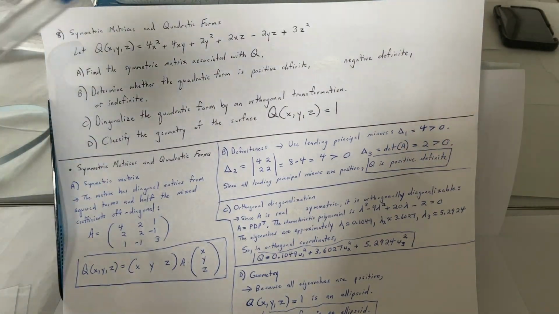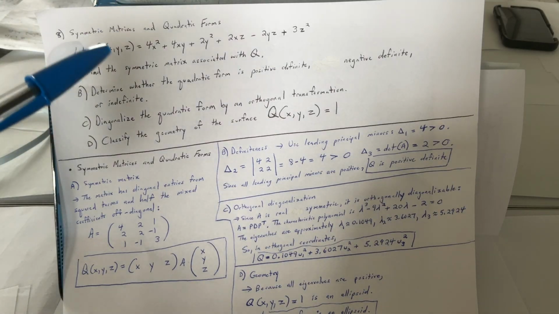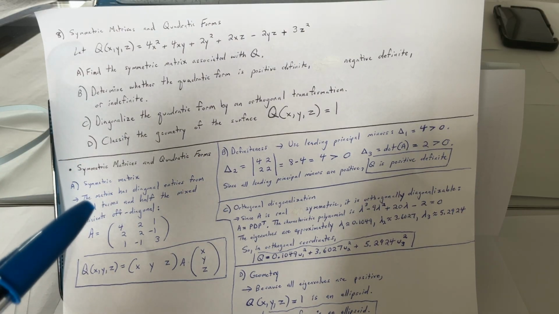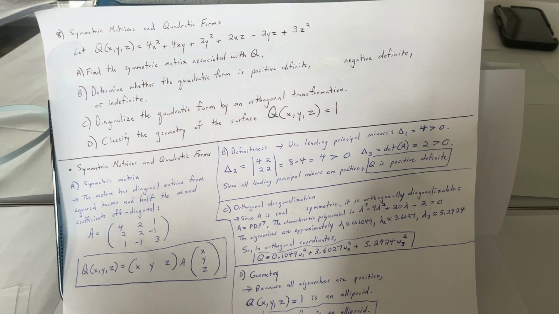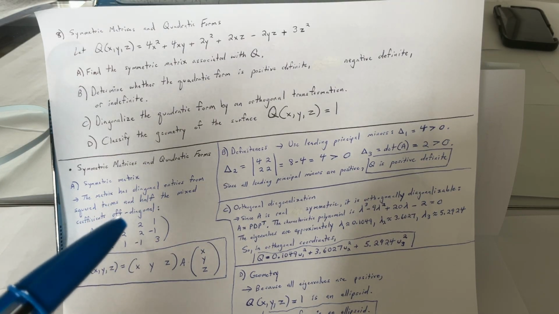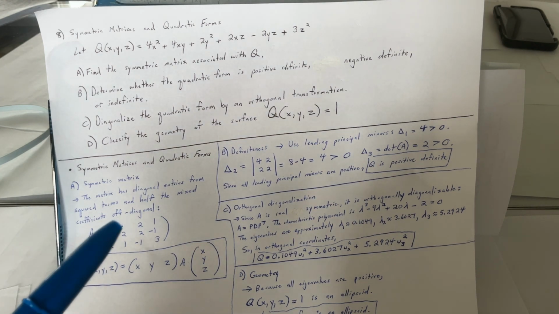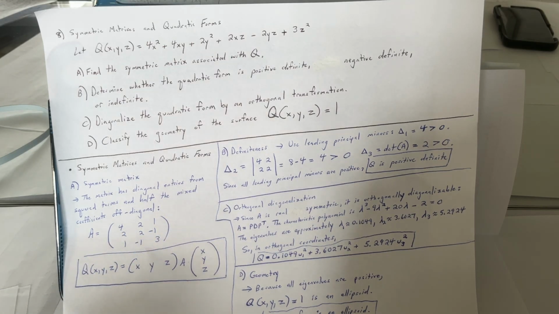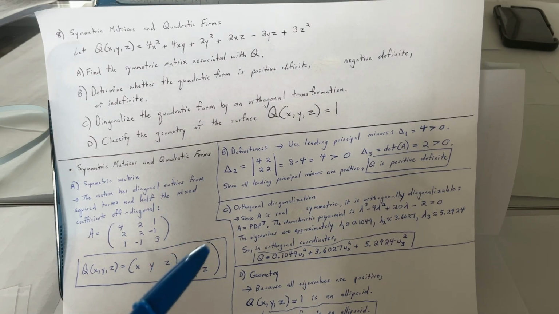Okay, number 8, symmetric matrices and quadratic forms. We're going to let Q of x, y, z equal 4x squared plus 4xy plus 2y squared plus 2xz minus 2yz plus 3z squared. Part A, find the symmetric matrix associated with Q. The matrix has diagonal entries from squared terms and half the mixed coefficients off diagonal. So our A has respective rows 4, 2, 1, 2, 2, negative 1, 1, negative 1, 3. So Q of x, y, z is going to be row x, y, z, A, column x, y, z.